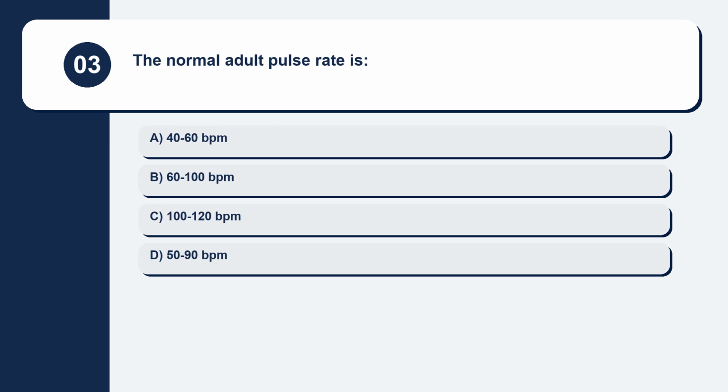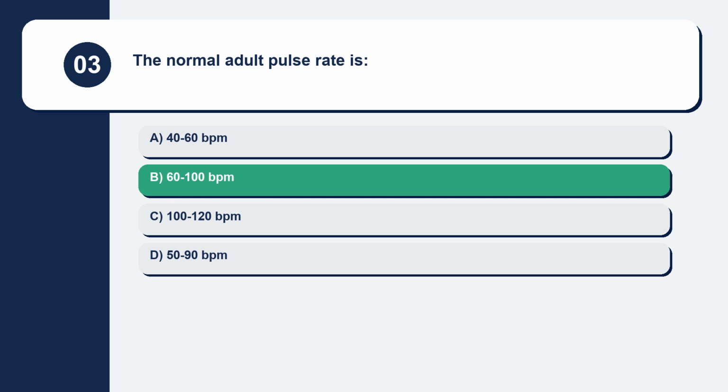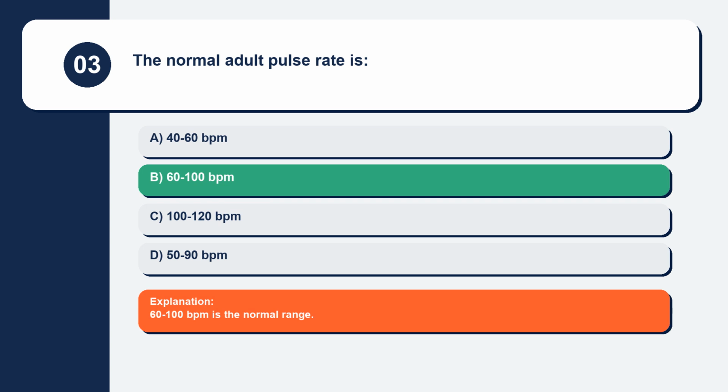Question 3. The normal adult pulse rate is 40-60 bpm, 60-100 bpm, 100-120 bpm, 50-90 bpm. 60-100 bpm is the normal range.